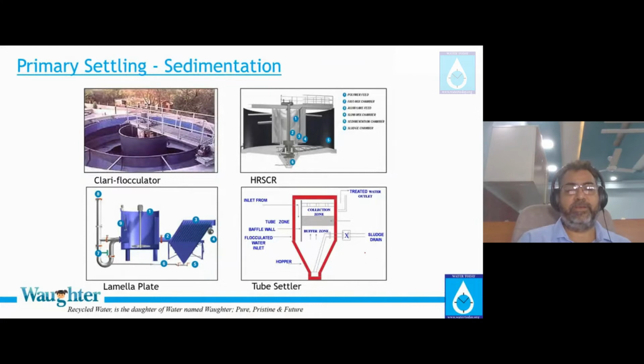If you liked all these slides, you select any of the equipment that works. Clariflocculator, HRSCR, Lamella Clarifier, Tube Settler, all are the mechanical versions of the process. Okay, they are not technology in themselves. The technology was mixing, coagulation, and flocculation. And then you use any kind of these designs.